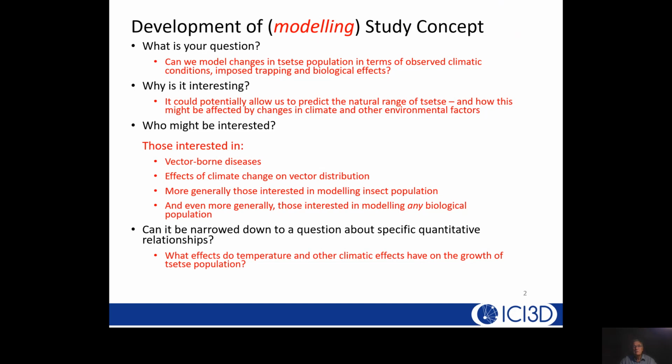And can this be narrowed down to a question about specific quantitative relationships? Well, in our case, absolutely yes. What we'd like to know is what effect temperature and other climatic effects have on the growth of tsetse populations. What is it that makes a tsetse population tick?